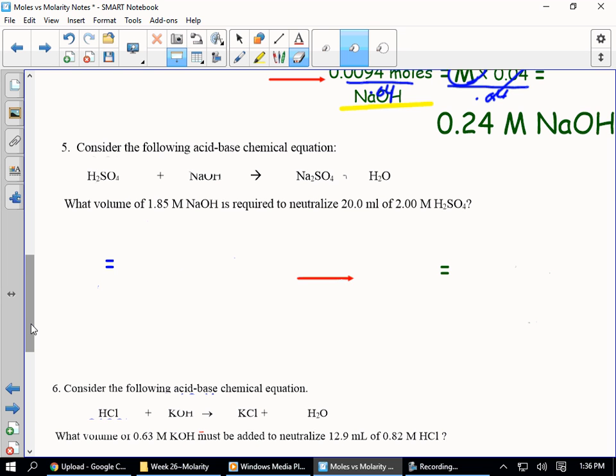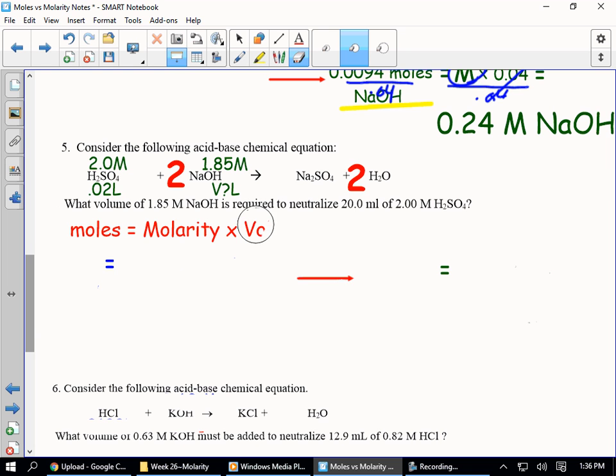Alright, hopefully you balanced it like this. And then hopefully you at least got to write your information up in there. So what volume of NaOH, we have the molarity of NaOH, is needed to neutralize, and again I'm going to write 0.02 liters of 2 molar sulfuric acid, H2SO4. Now again, if you don't know where to go, if you want to pause it now, put what you have into moles.